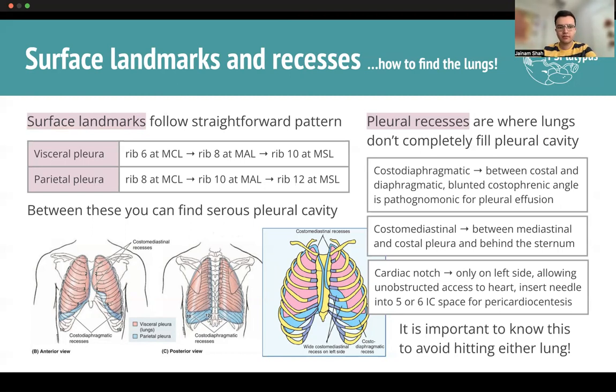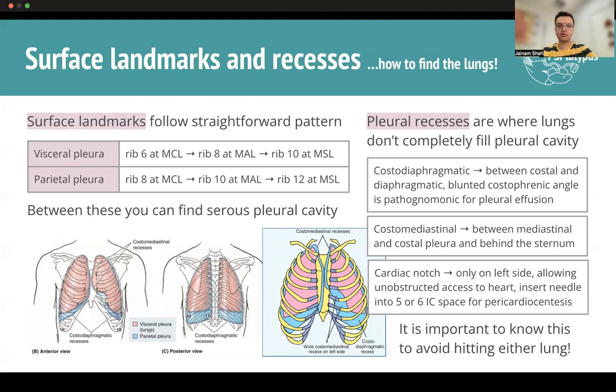So for the visceral pleura, you've got rib 6 at the MCL. You'll need to actually palpate for the ribs, figure out what rib number 6 is, and then be at the MCL. At the MAL, it's rib 8, and at the MSL, it's rib 10. The parietal pleura is exactly the same thing. It's just 2 levels down. So rib 8, rib 10, and rib 12. As long as you remember the numbers 6, 8, 10, and then 8, 10, 12, you'll be all fine.